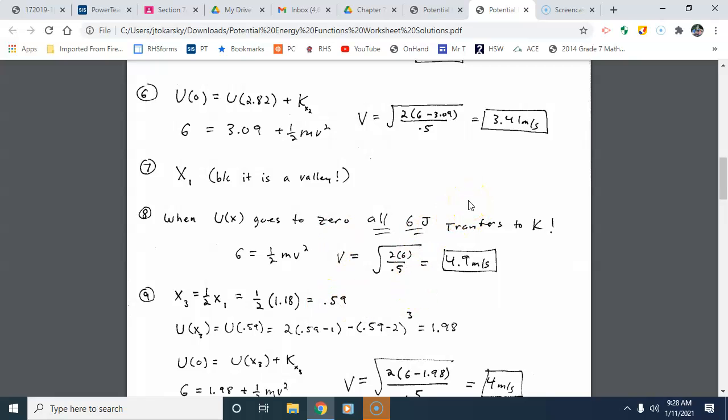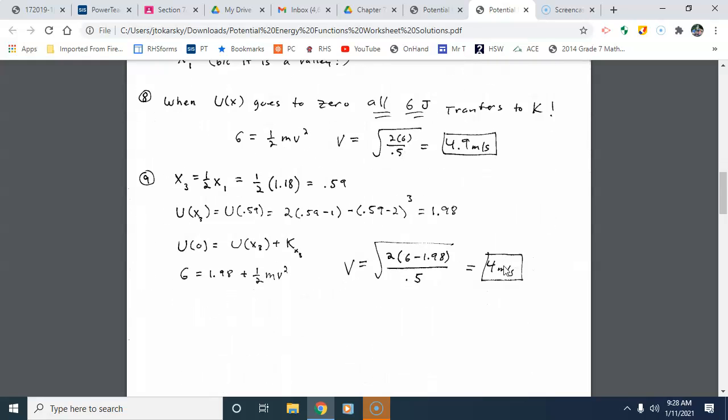How fast is the particle moving when its potential energy is 0? Well, if its potential is 0, then that must mean all of it transferred to kinetic, right? Because it still has to stay 6. So we just set kinetic, 1/2 mv squared, equal to 6 for that reason. And therefore, the fastest this thing could go, possibly somewhere, is 4.9. It can never go any faster unless it was given an extra push by some non-conservative force. All right.